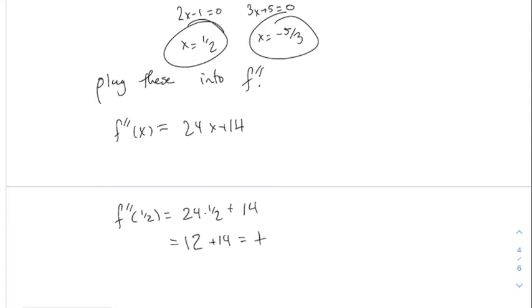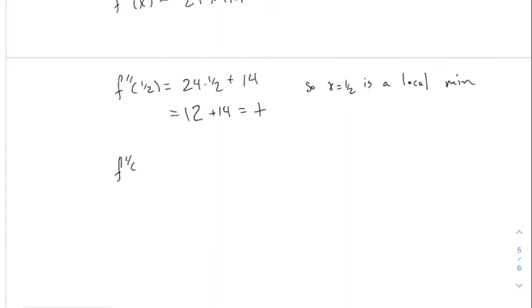All right, so f double prime of 1/2 is positive, so x equals 1/2 is a local, was it max or min? Say it louder. Minimum, yes, thank you. If you get a positive, that means the shape is like this, which means your point is a minimum. All right, what about the other one?